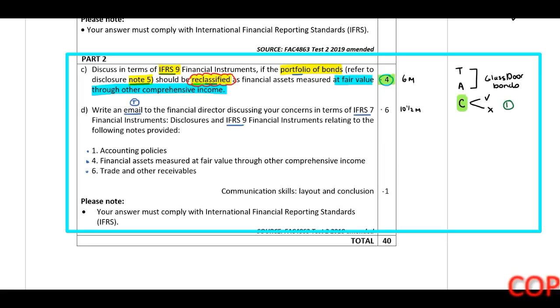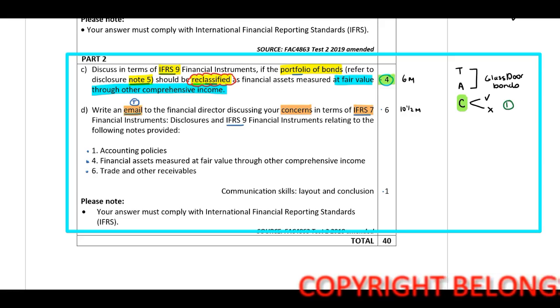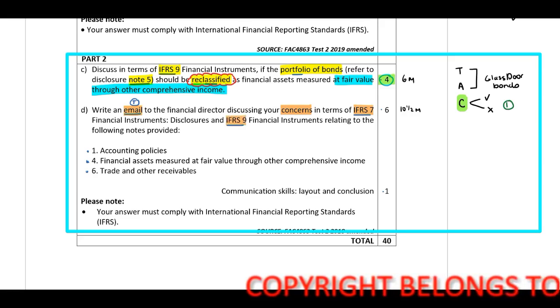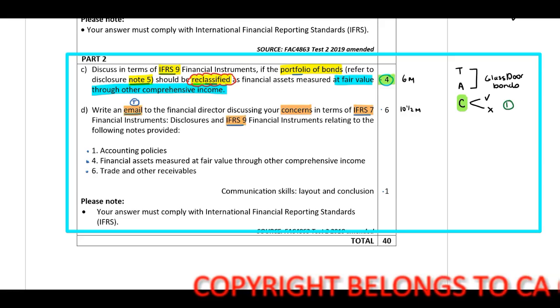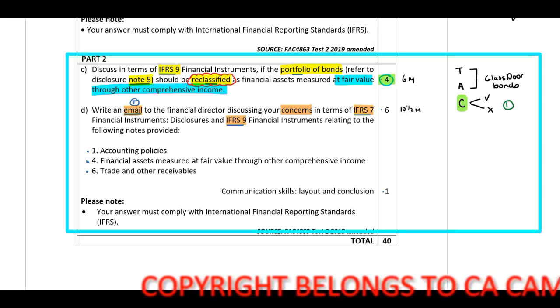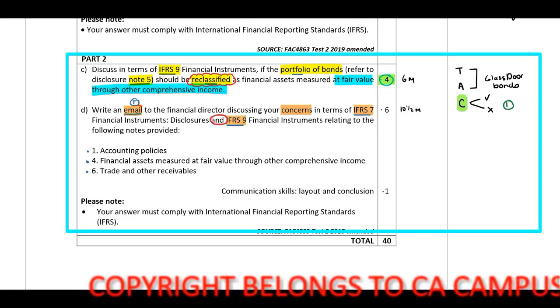Requirement D. Write an email to the financial director discussing your concerns in terms of IFRS 7 financial instruments disclosure and IFRS 9 financial instruments relating to the following notes. Okay guys, let's just quickly identify here. We need to include an email.